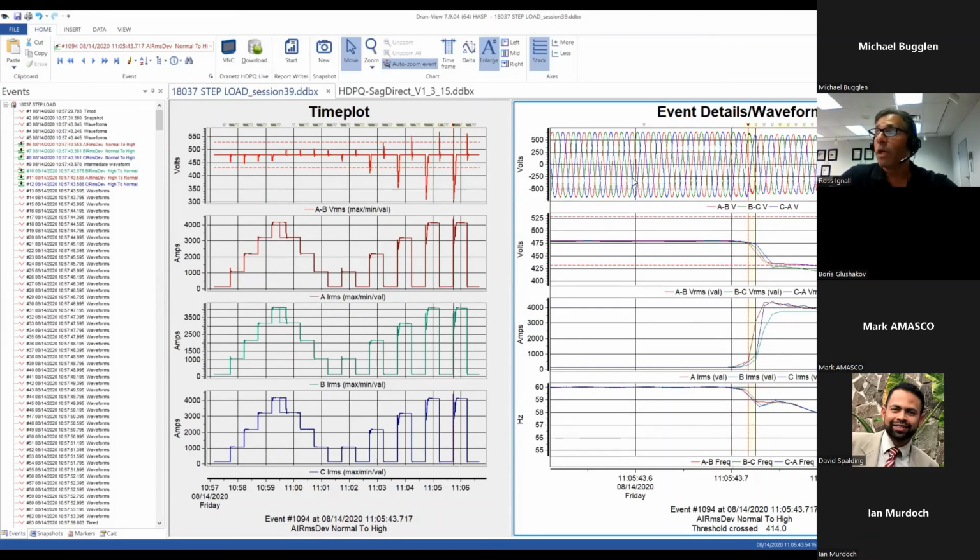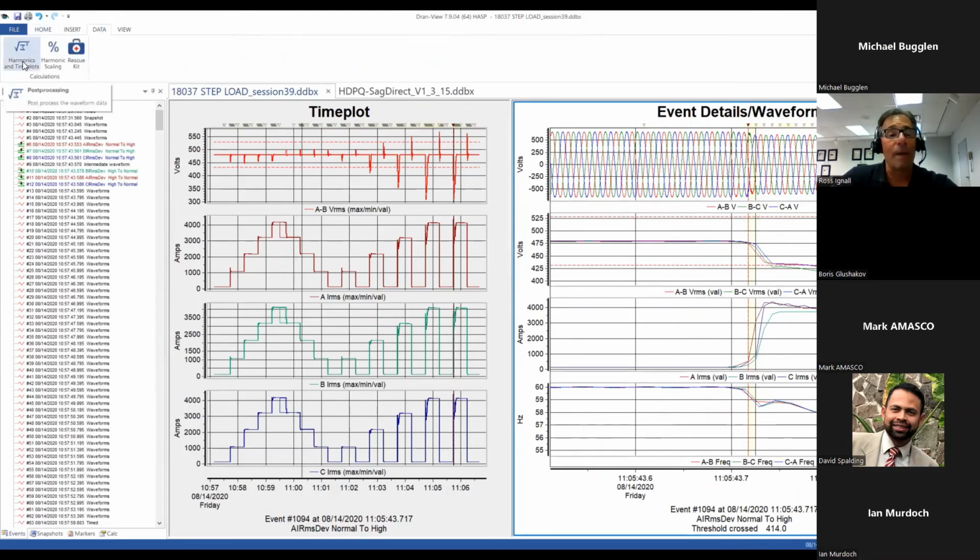But regardless, this can be recorded by the meter. DranView has the unique capability via its harmonics and time plot calculator. And again, we have application notes and webinars on our website describing in detail what I'm talking about. It can take every one of these waveforms and compute the frequency of it.